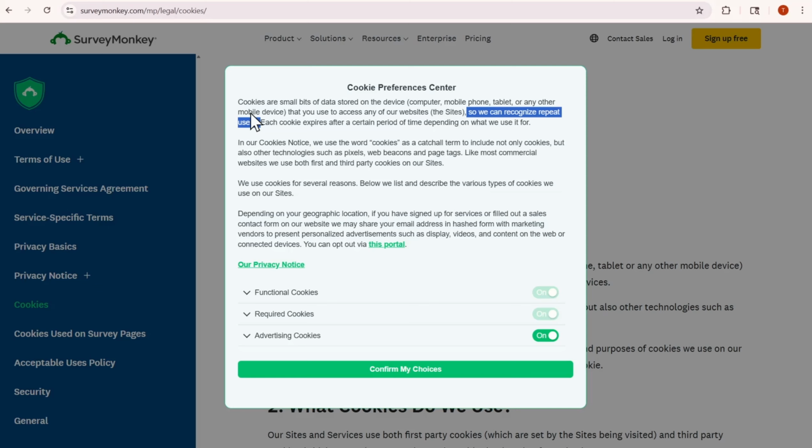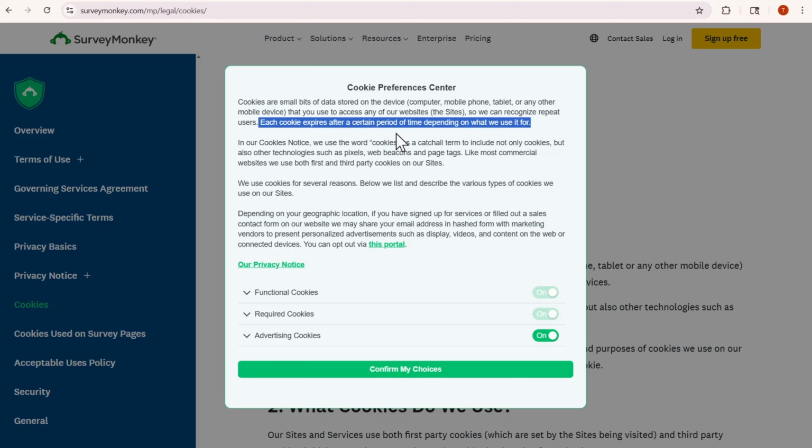I'm a user, Funmi Owolabi, and I've logged onto this site. As I've logged on, functional cookies and required cookies are stored on my device to identify me. "Each cookie expires after a certain period depending on what we use it for." Now, this is really valuable because one of the tenets of privacy law is that data should not be retained indefinitely, right? We've got to have a purpose for the data, and once that purpose ends, we delete the data. So this is really valuable.